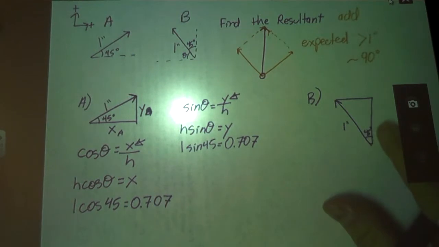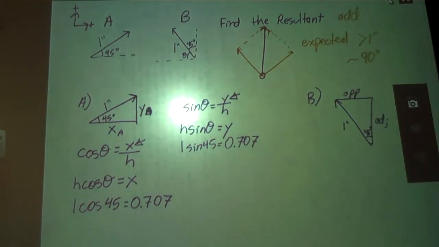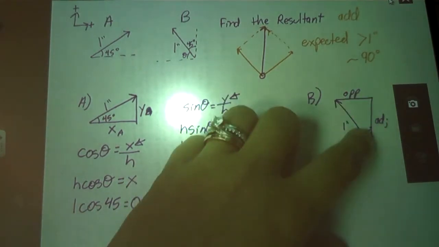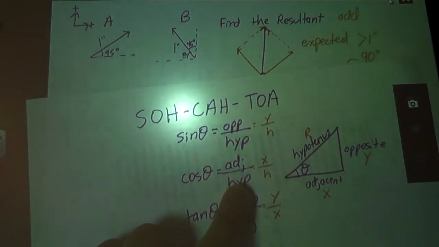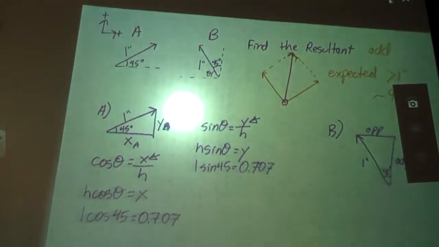But look at here. This is now my adjacent side. This is now my opposite side. So the vertical side, the y piece here, it is now the adjacent side. If we go back to our list here, the adjacent side requires cosine. So I'm going to actually be using cosine to find y. How weird is that?